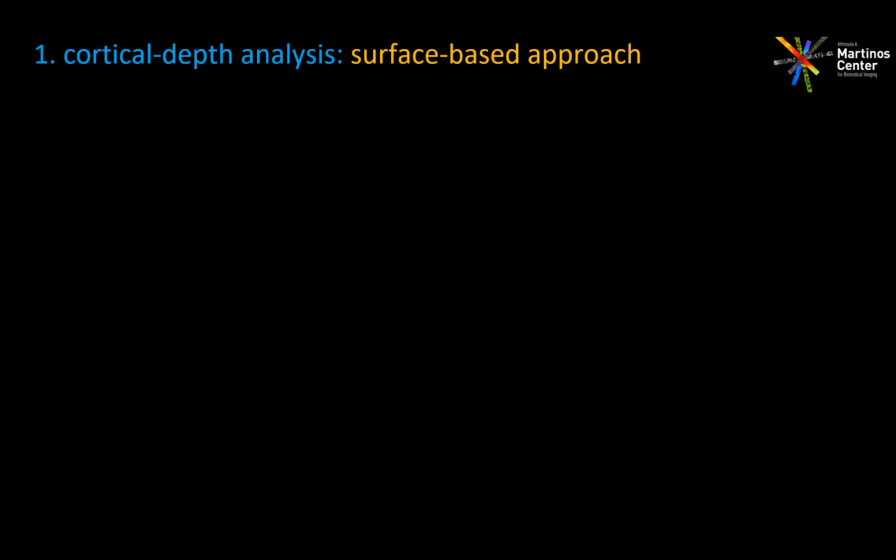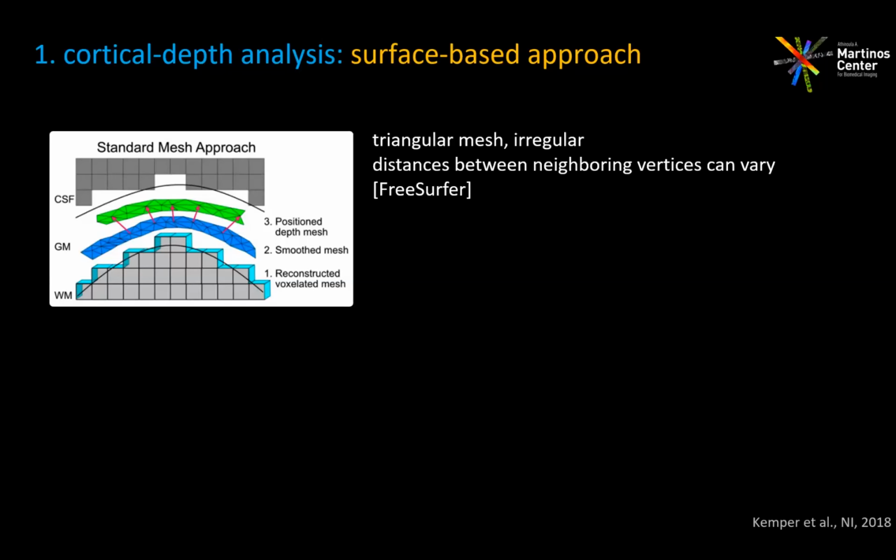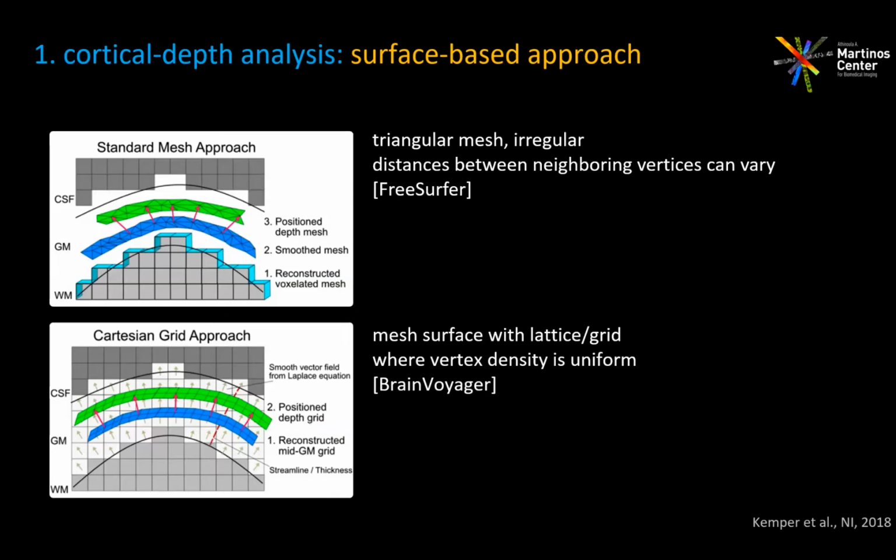Another way of trying to address this problem would be to give up the triangular meshes, which are irregular and the distances between neighboring vertices vary, and actually use the meshes as used in Brain Voyager, where we have a grid or lattice and the vertex density is uniform. That's, maybe that's an extrapolation, but in a way it's sort of going towards the voxel-based approach. But I'm not a Brain Voyager expert, so you may want to find one to talk about it.